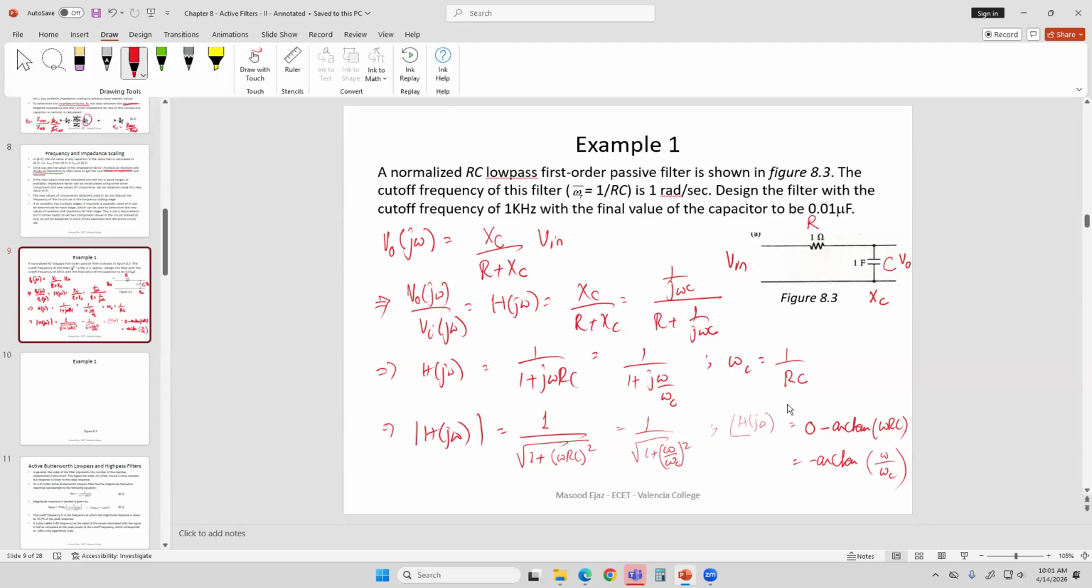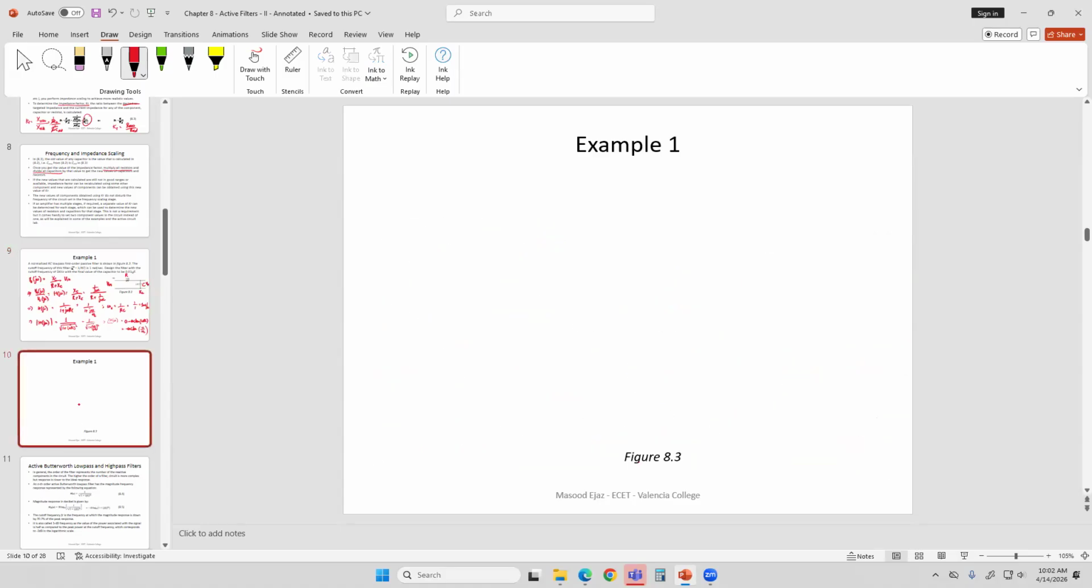Now, the cutoff frequency, omega c, for this is what? 1 over 1 times 1, so 1 radian per second. That's the cutoff frequency of the normalized filter. We have to change that 1 radian per second into the equivalent of 1 kilohertz. So 2 pi times 1 kilohertz, 2000 pi. And once we change that, we also want to make sure that our capacitor value is 0.01 microfarad, and we have to calculate a new resistor value. So we first have to perform the frequency scaling.